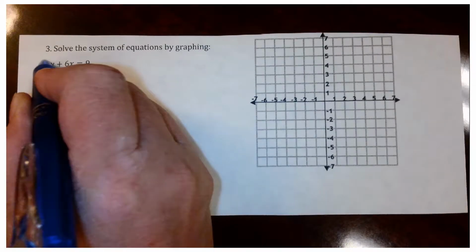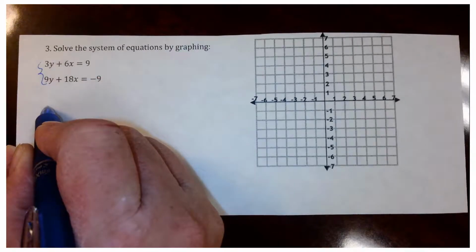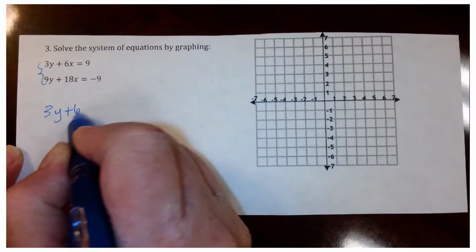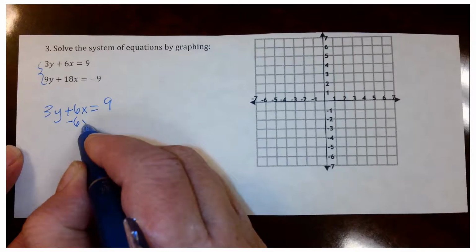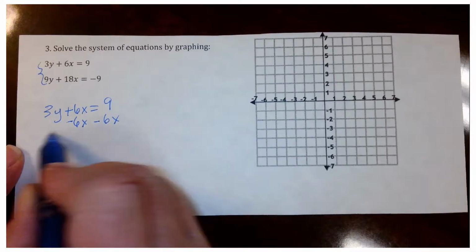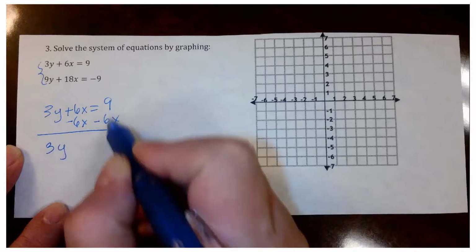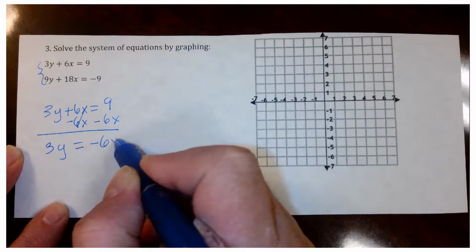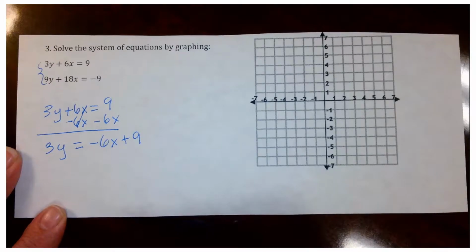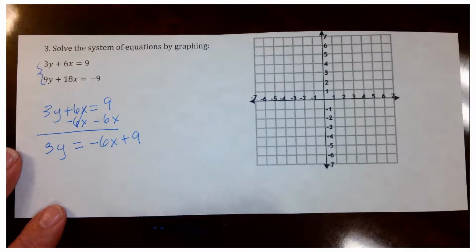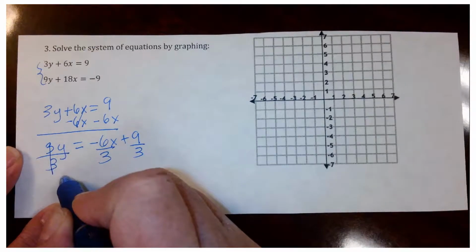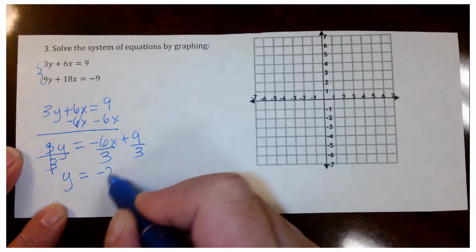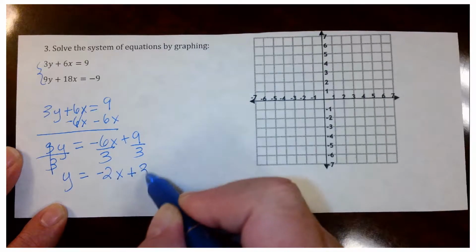If you like another way, you can certainly use that. So let's look at this system. I'm going to take this first equation down, and we want to solve for y and get it in slope-intercept form. So the first step would be to subtract 6x from both sides. So I have 3y equals negative 6x plus 9. Okay, I want to solve for y here, so divide by 3 everywhere. That gives me negative 2x plus 3.